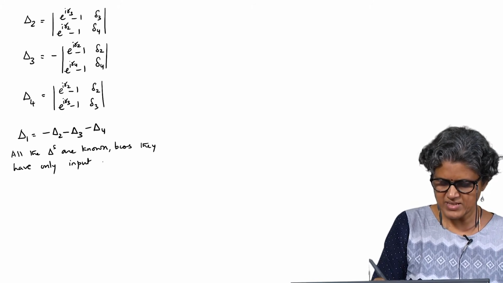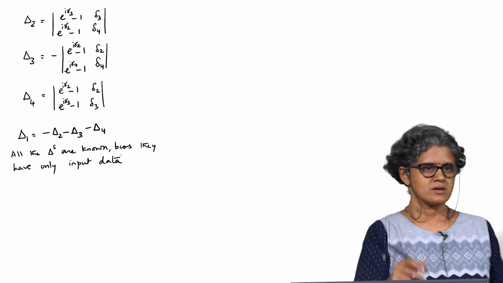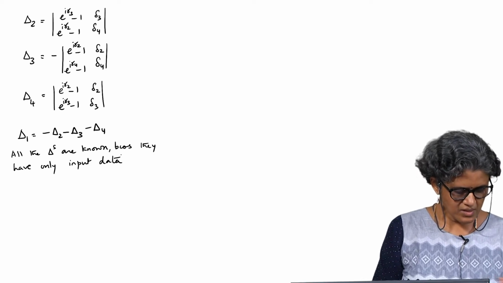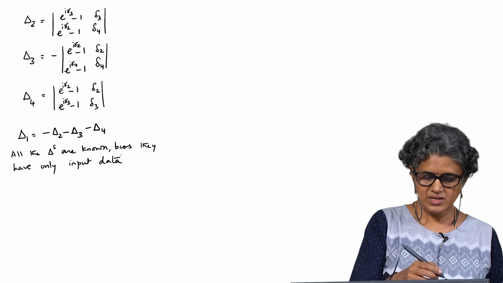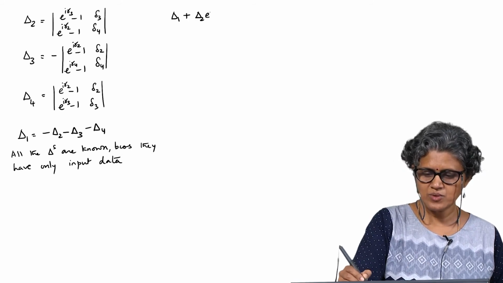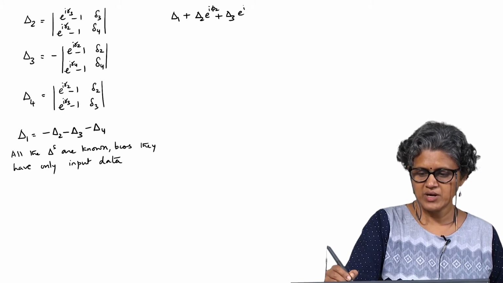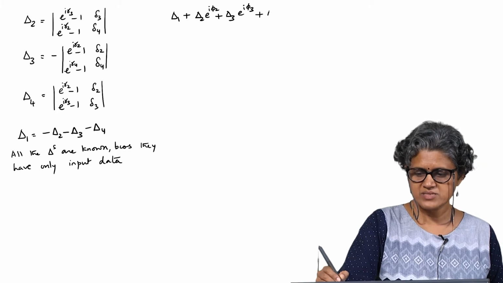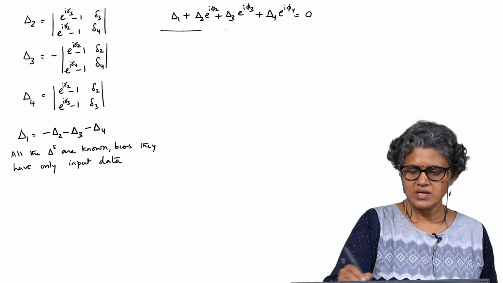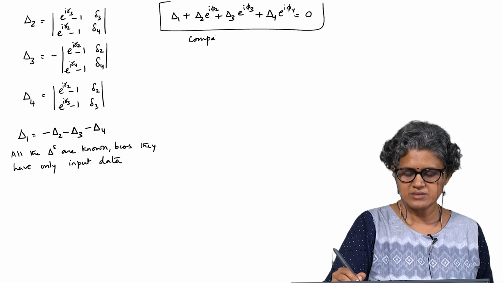All the gammas and deltas are known. So, all 4 deltas are known. So, this condition, delta 1 plus delta 2 e power i phi 2 plus delta 3 e power i phi 3 plus delta 4 e power i phi 4 equal to 0, is the compatibility condition.